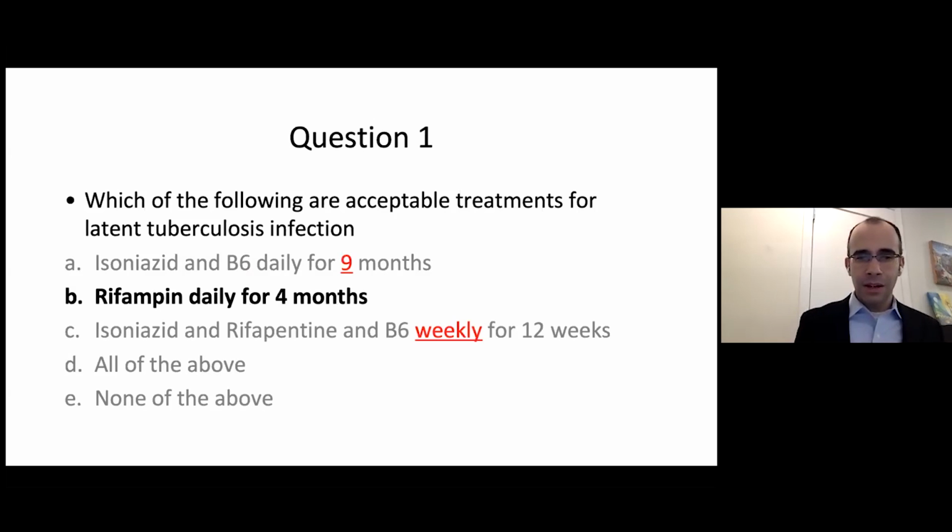And so the answer there is B, rifampin daily for 4 months. And the reasons that A and C were incorrect is because isoniazid and B6 daily for 5 months is insufficient. You need to give at least 6 or 9 months. And C, isoniazid and rifapentine and B6, is given weekly for 12 weeks, not daily, so only once weekly.